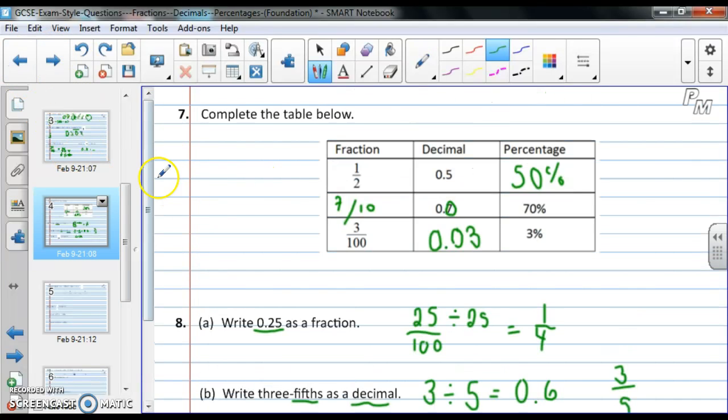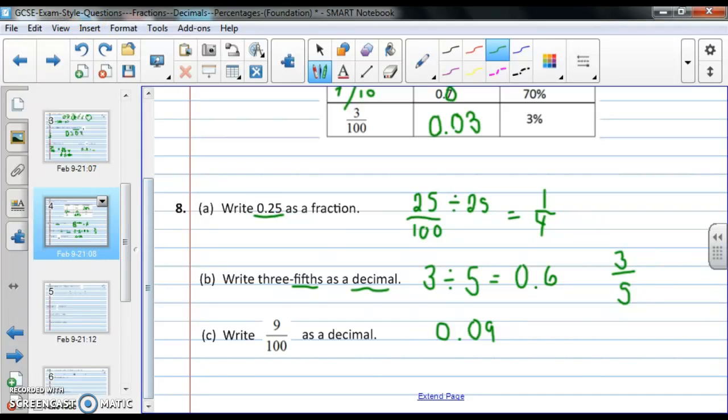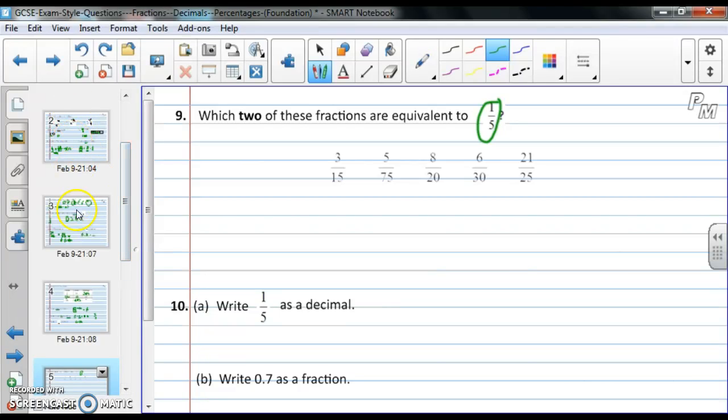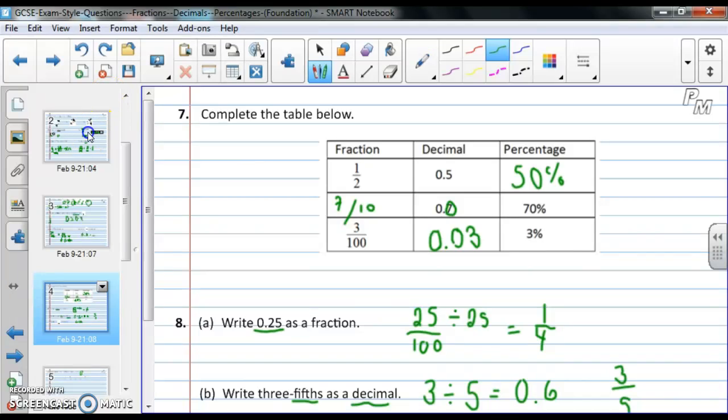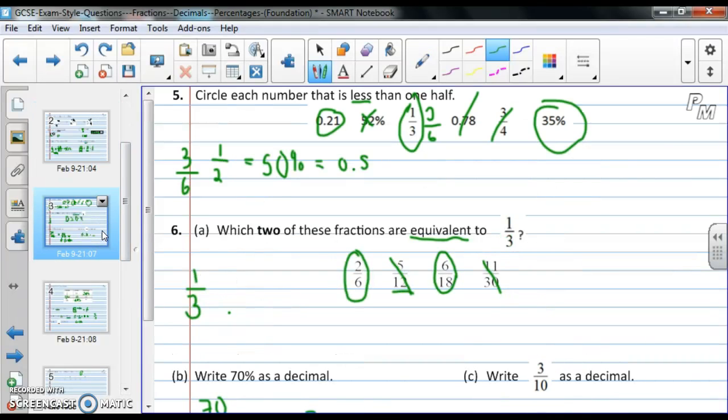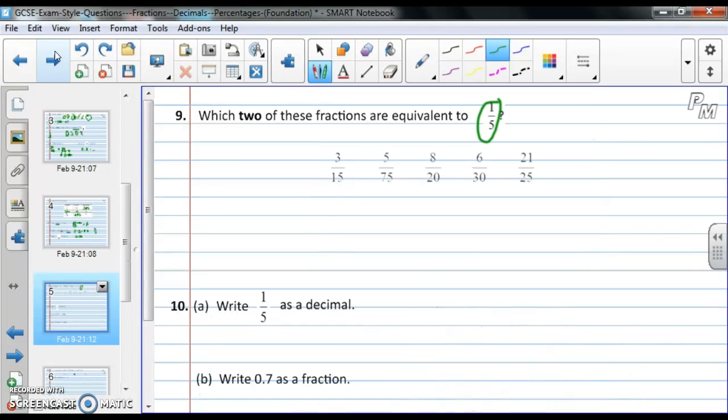Did I skip any? Nope, we're good. Alright, next one. So we want fractions equivalent to 1/5. We did an example of this one earlier on when we were looking at fractions equivalent to these ones here. And also we did the 1/3. So look at those two examples from the first video if you want a little more clarification on that.